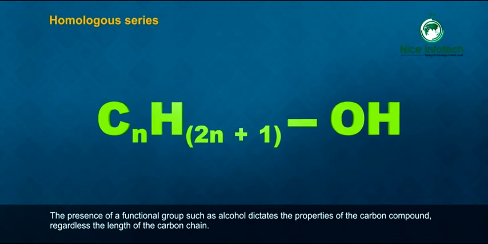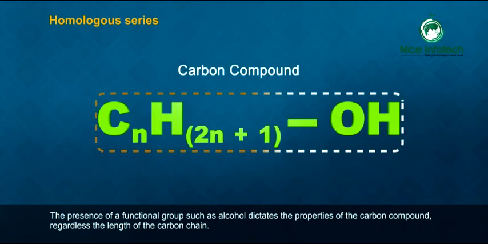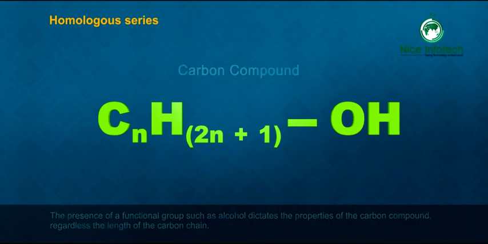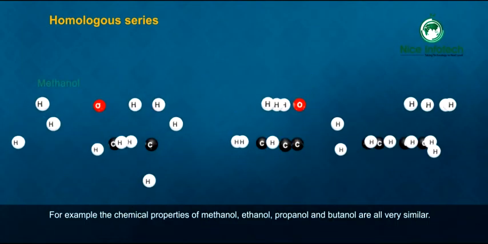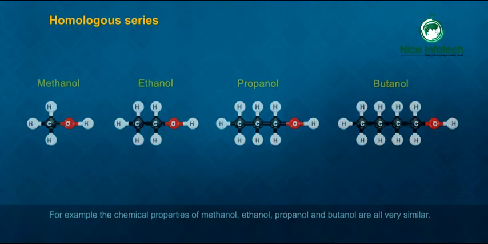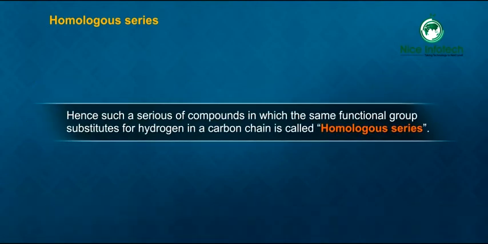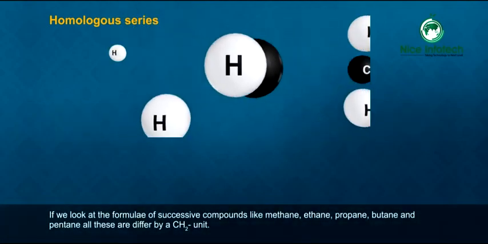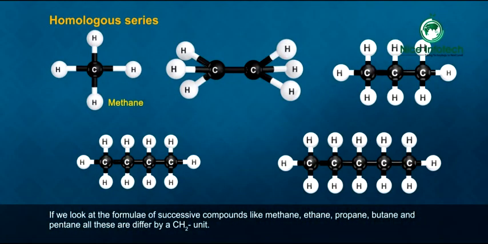Homologous series. The presence of a functional group such as alcohol dictates the properties of the carbon compound regardless of the length of the carbon chain. For example, the chemical properties of methanol, ethanol, propanol and butanol are all very similar. Hence, such a series of compounds in which the same functional group substitutes for hydrogen in a carbon chain is called a homologous series. If we look at the formulae of successive compounds like methane, ethane, propane, butane and pentane, all these differ by a CH2 unit.